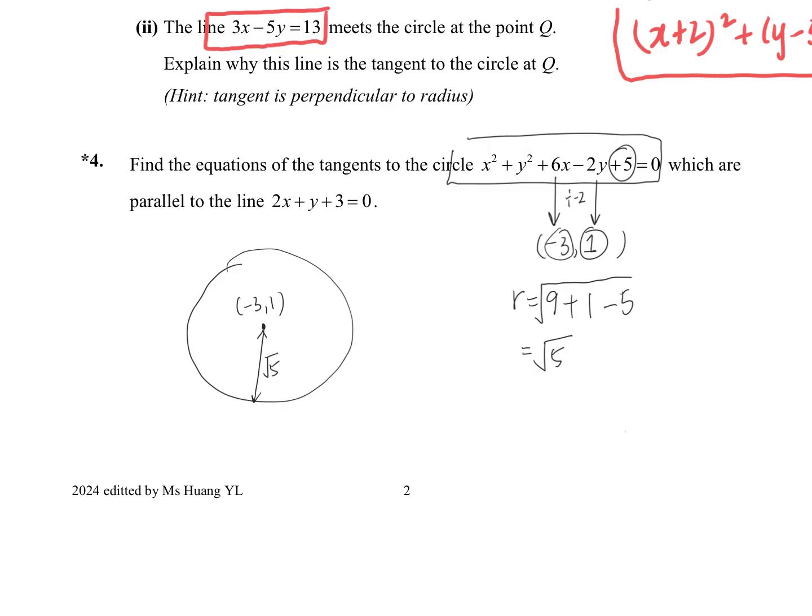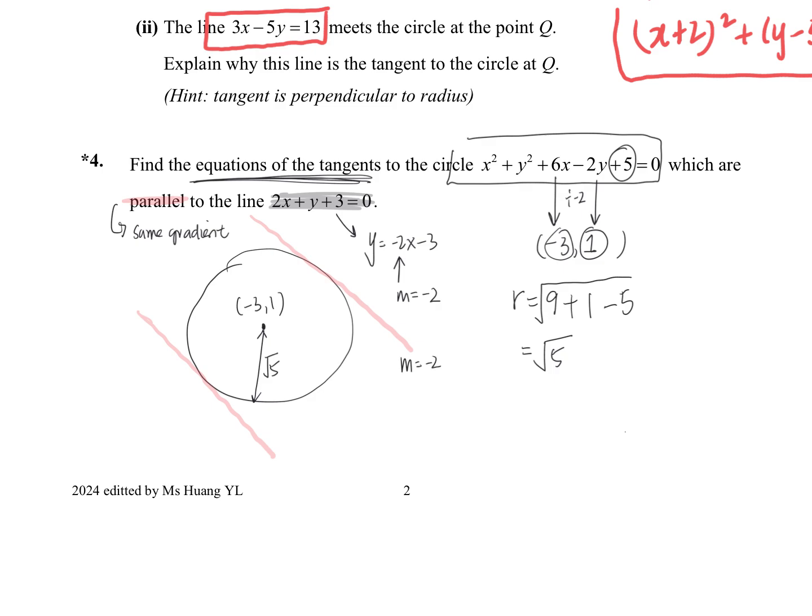So next, I want to find the equation of the 2 tangent lines which are parallel to this line. When they say parallel, what are they telling you? Equal what? Same gradient. So I need to find the gradient of this line first. So I rearrange my equation. The gradient of this line is -2. So I need to find the two tangent lines with gradient -2.